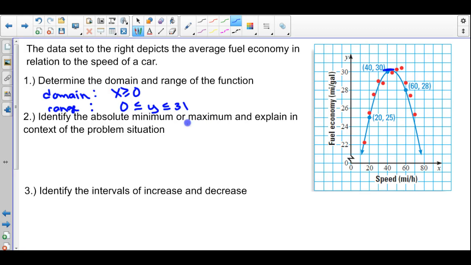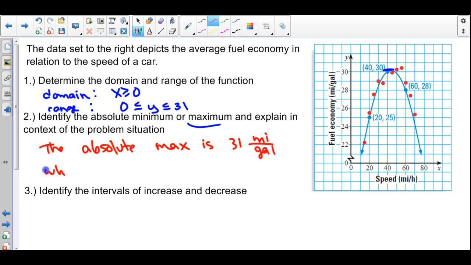Identify what the absolute maximum is. So that's what problem 2 is saying. So the absolute maximum is 31 miles per gallon, which represents the highest fuel economy.